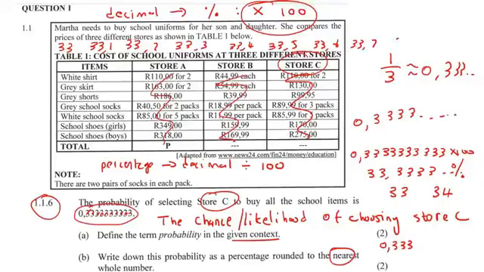Whoa, where did 38 come from, bro? 33,8, 33,9, and then it would just go to 34.